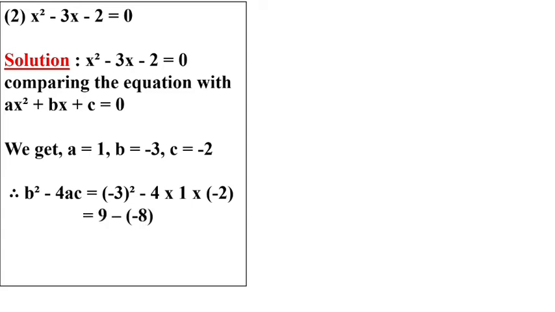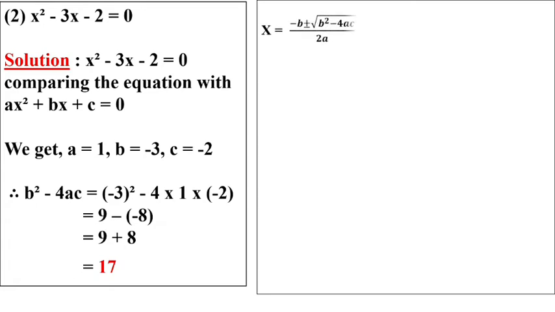So I wrote the minus 8 in the bracket. We'll open the bracket, minus minus plus. 9 plus 8 became how much? 17. We'll use the formula, substitute the values. So b value we got minus 3, already we have the minus. So I wrote in the bracket.